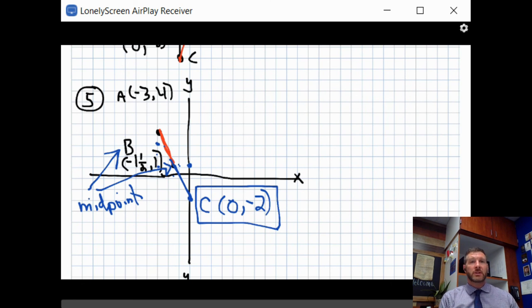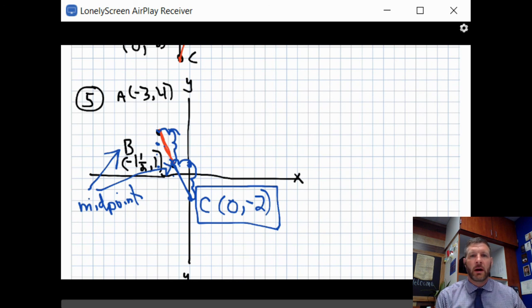But I recommend just looking at it and saying, okay, what was the horizontal change? And then copying that from the midpoint. What was the vertical change? And copying that from the midpoint. So I basically went over 1.5, and then we went down 3, because that's what happened here. This was over 1.5 and down 3 to begin with. And we just copied that.